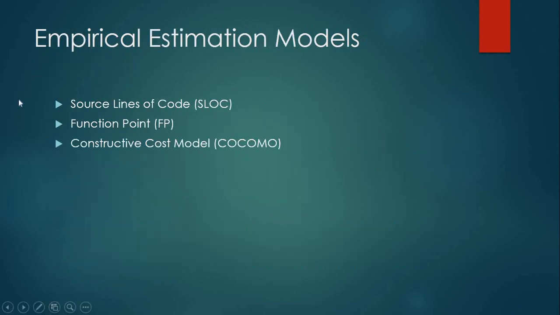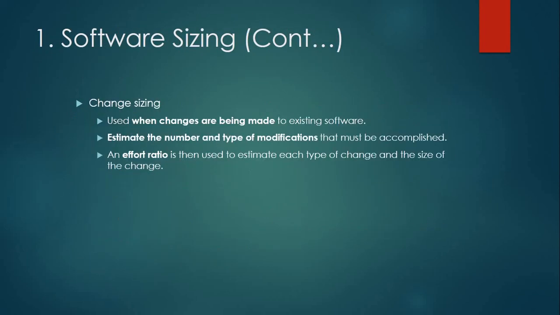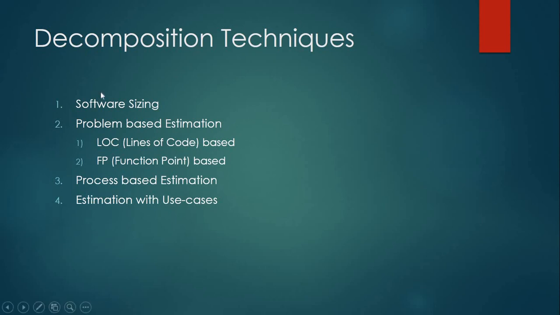For that empirical estimation, we will use these three types of models: SLOC, FP and COCOMO. We will discuss these models in the next video lecture. Again I am repeating that we have four types of decomposition technique. First is software sizing, second is problem based estimation, third is process based estimation, and fourth is estimation with use cases.